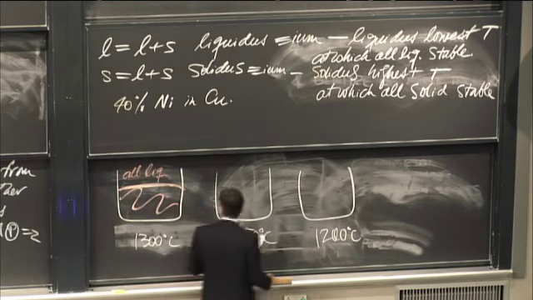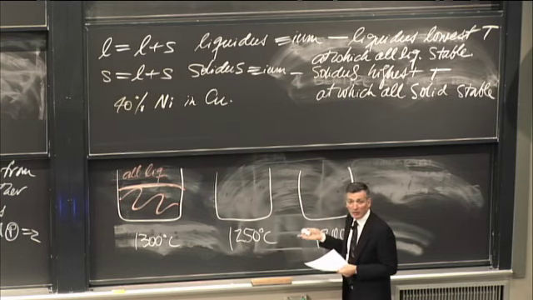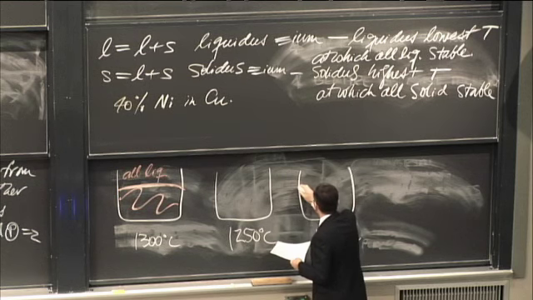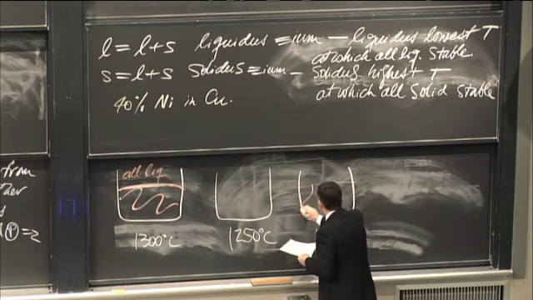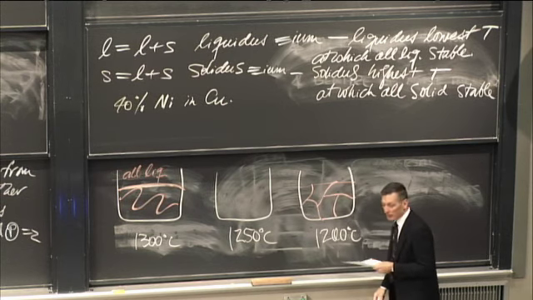Okay? And over here, I'm going to do the easy one. If we get down to 1200, it's all solid state, right? At 1200, I'm going to end up with something that's solid, and it's going to be polycrystalline.